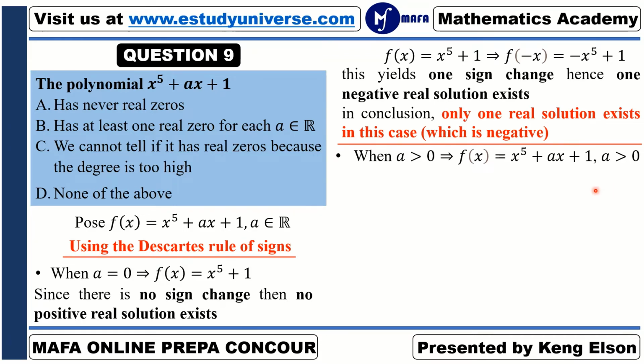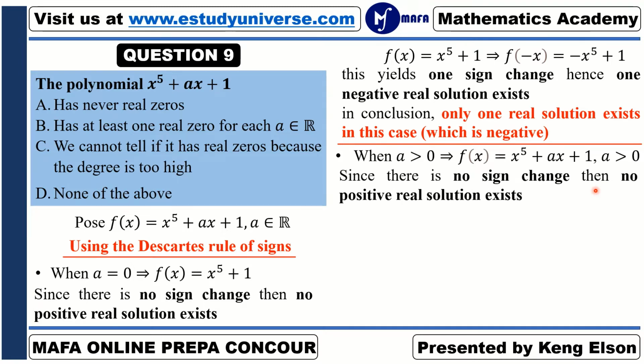Okay, so let us find the number of positive real solutions. We can identify that there is no sign change, so there is no positive real solution. It moves from positive to positive. If this a was negative, then this term would be negative. But since a is positive and there is a positive sign here, the resulting sign is positive. So we have positive to positive to positive, no sign change. In conclusion, no positive real solution.